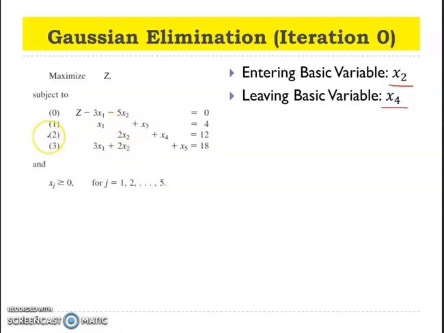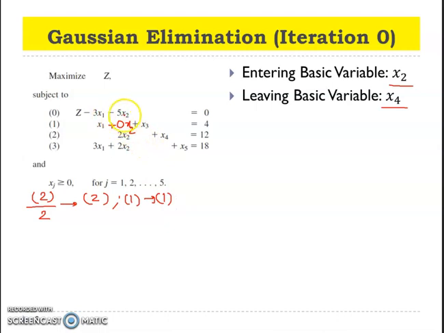So if we want the coefficient of x2 to be 1 here, what we have to do is divide this equation 2 by 2, so it will have a new equation 2, that will be x2 plus x4 by 2 equal to 12 by 2, that is 6. Now once we have 1 here, see here the coefficient of x2 is 0, so we don't have to do anything. This equation number 1 will become equation number 1.